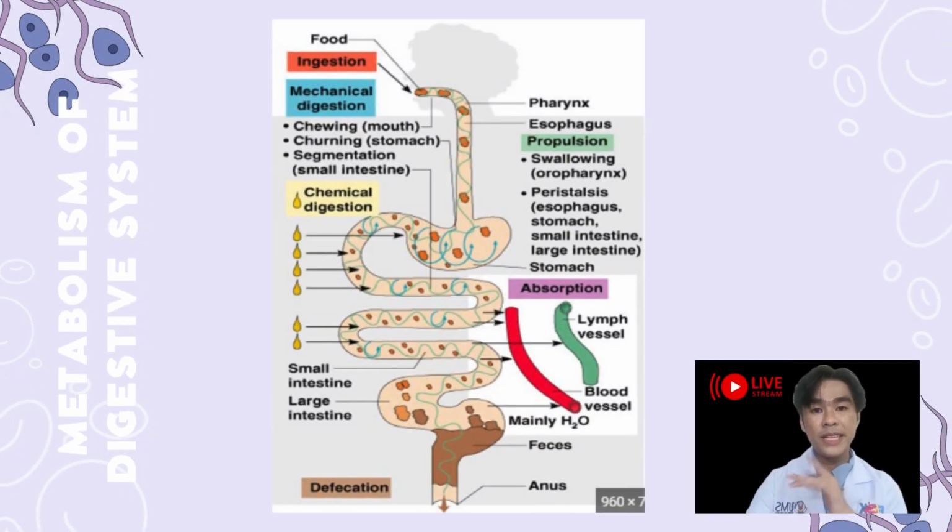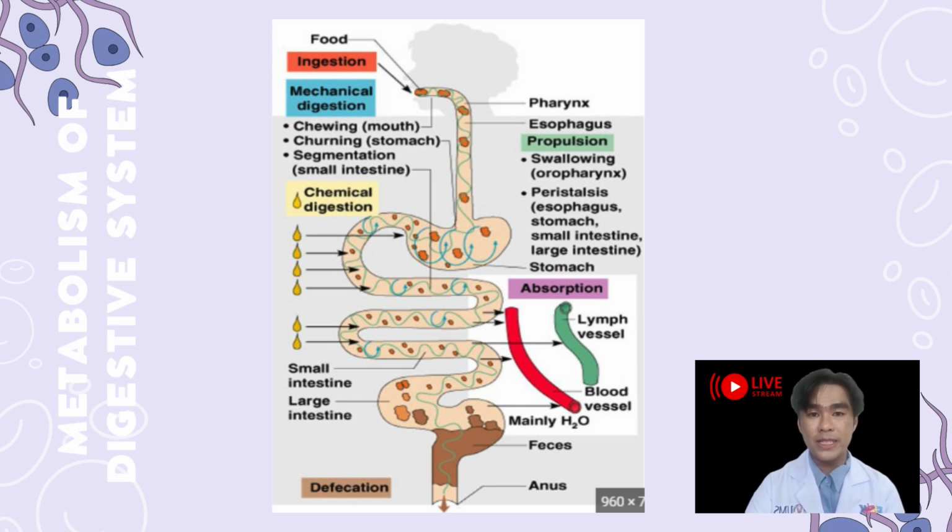Next up, we have the metabolism of the digestive system. So what is metabolism? Metabolism is basically the processes that happen in the digestive system. There are a total of six processes that happen in the digestive system. First up, we have ingestion. Ingestion is a process that involves taking food and liquids into our mouth.